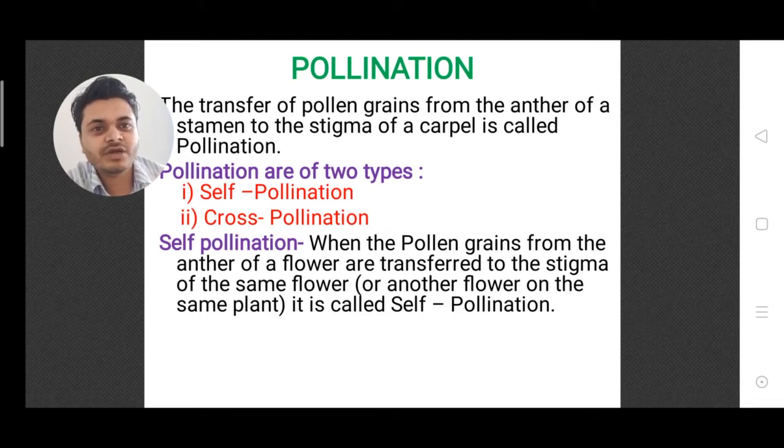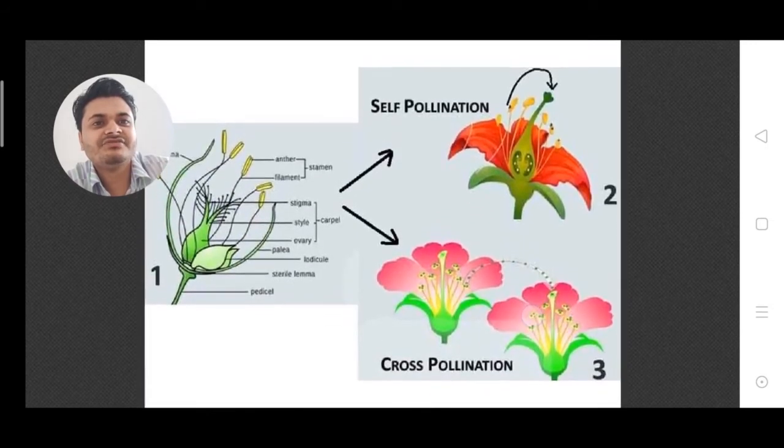Now what is self-pollination? When the pollen grains from the anther of a flower are transferred to the stigma of the same flower, or another flower of the same plant, it is called self-pollination. Now you can see the figure. I have given a very nice figure. One flower is given, and self-pollination and cross-pollination can be seen. If the transfer of pollen grains takes place in the same flower, it is called self-pollination, and if it takes place in a different flower, it is called cross-pollination. Very nice slide, so that you can understand.